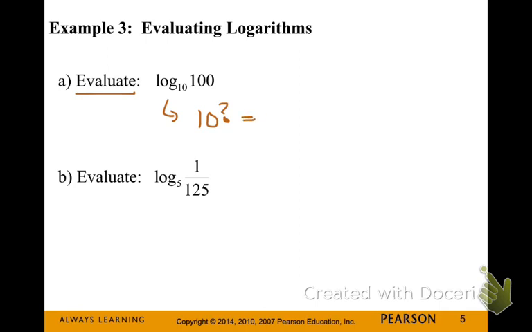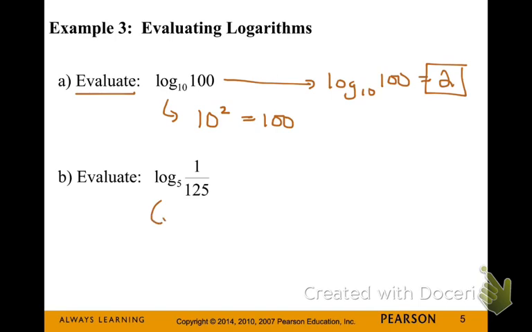what power is 100? Well, if we think about 10 to what power is 100, we know that 10 squared is going to be 100. So, since a logarithm always has to be equal to the exponent, log base 10 of 100 is going to be 2.